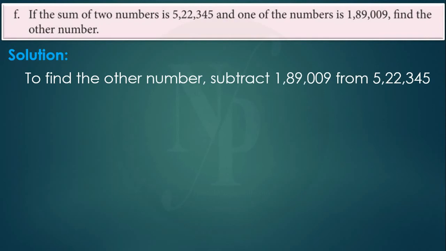Solution. To find the other number, subtract 1,89,009 from 5,22,345. Since it is said in the question, the sum of two numbers is this. This is the sum, and this is one of the addends. So, to get the other addend, what you should do is subtract this addend from the sum, and you will get the other number. Let us do that now. Let us write down the numbers one below the other appropriately for subtraction. And then we will subtract to find the other number.